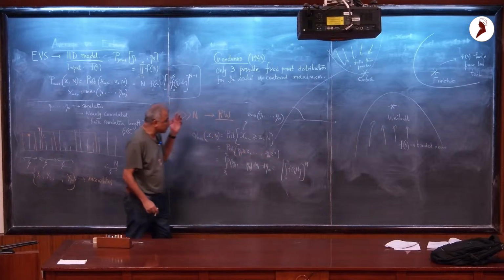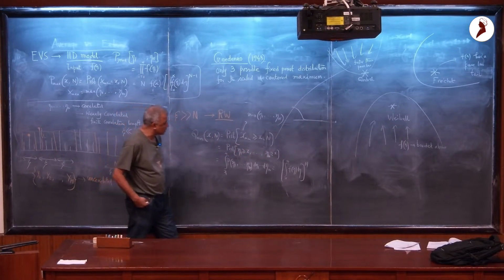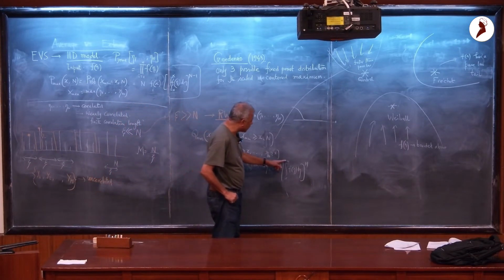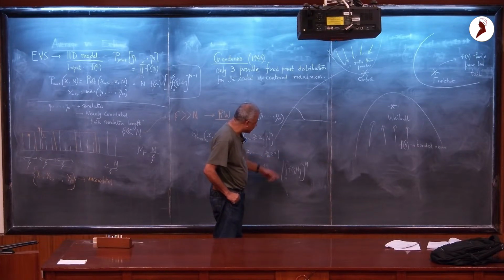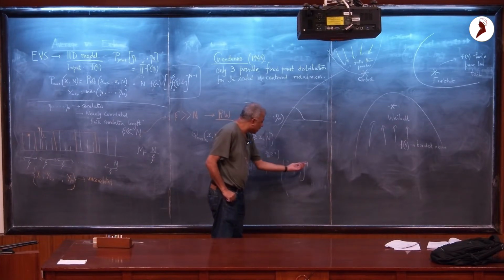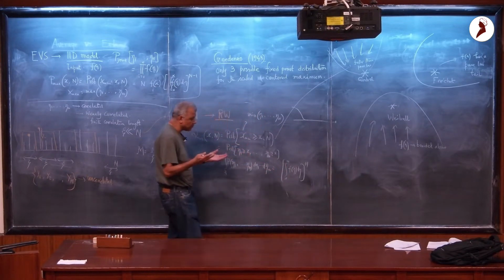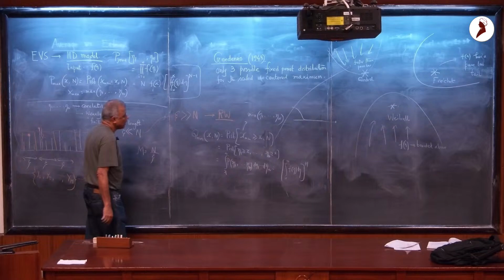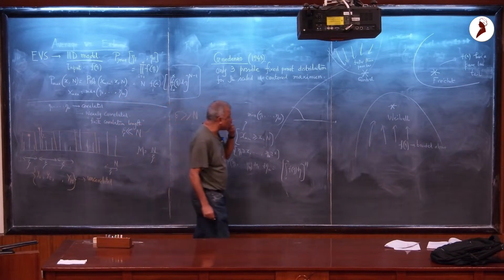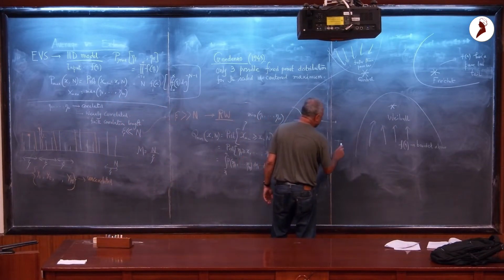And again, you can repeat the same exercise I did for the maximum. There it was minus infinity to x, and here it's x to infinity. And you have to see, as you take n to be large, how you should scale x in order that this is something of order 1. And so this is the minimum, and you can also ask for the joint distribution of maximum and minimum.